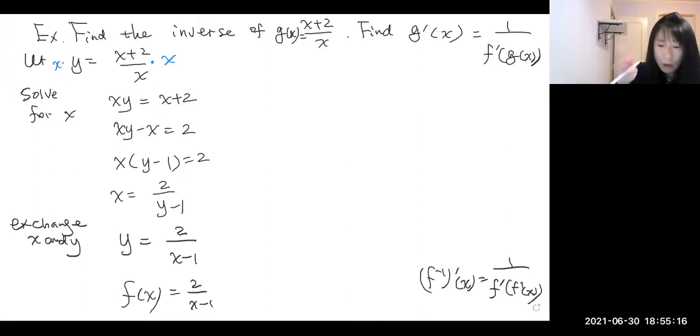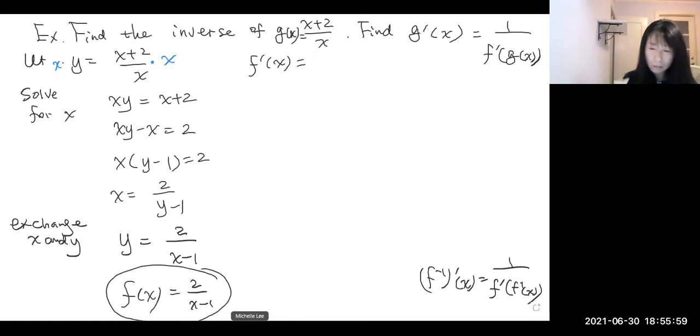All right, so we found the inverse g. Now we're gonna find g prime of x. Now, before we do that, let us find f prime of x first, right? What do you get? F prime of x? Are we doing that for the f of x equals 2 over x minus 1, or are we doing that for the original function? This one. This one, okay. Mhm.